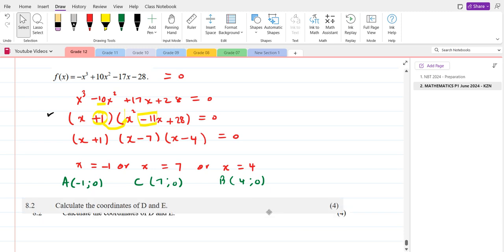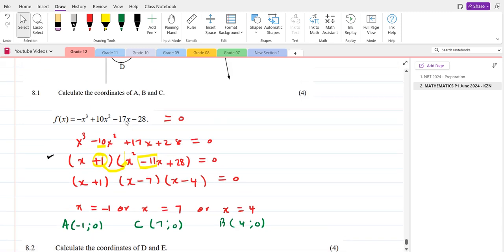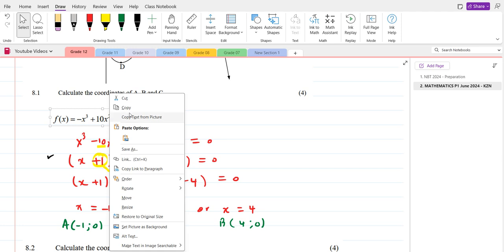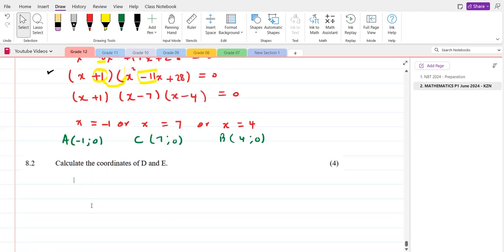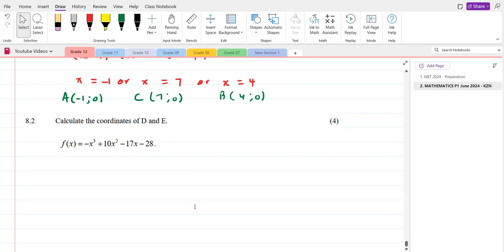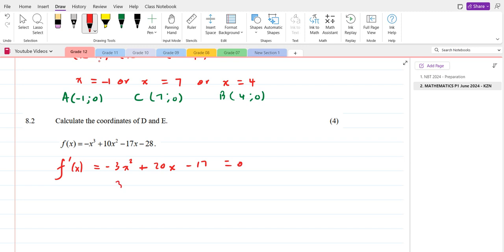Right, so in order to find the derivative, let's copy this function here, because I need to find f prime x. So I've got f of x here. I need to say f prime x and set that equal to 0. So f prime x, I've got negative 3x squared plus 20x minus 17 is equal to 0. Put that in standard form.